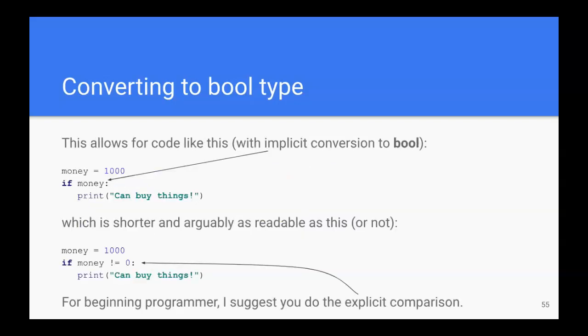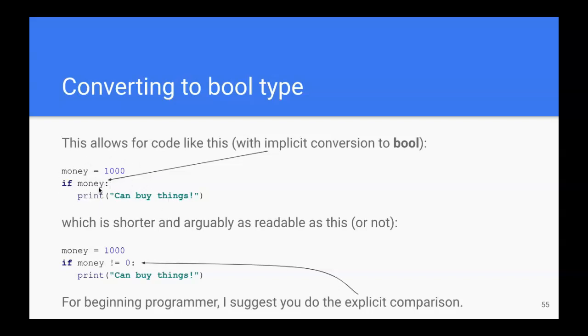Okay, so why does Python allow something like this? I mean, there are reasons. May or may not be a good reason, depending on your perspective. But it allows you to write some code like this. Let's say I have a variable that represents the amount of money that I have, right? And then I say if money, then I can buy things, right? The if money kind of reads like, if I have money. So in that sense, it sort of makes sense and it's sort of readable, right?